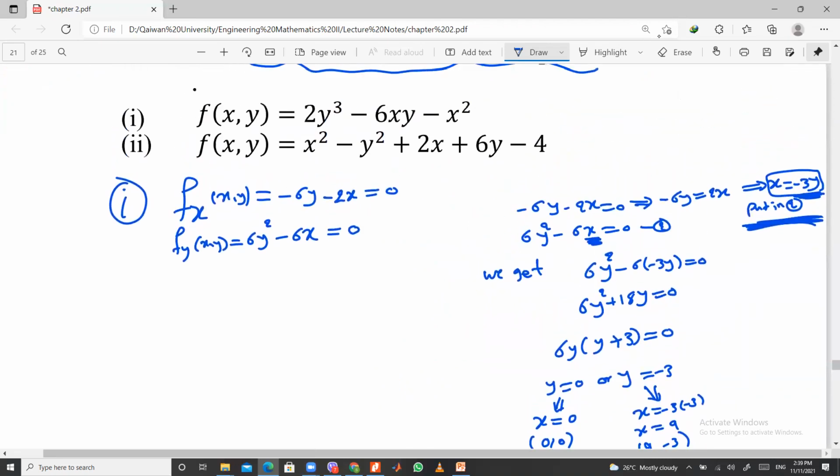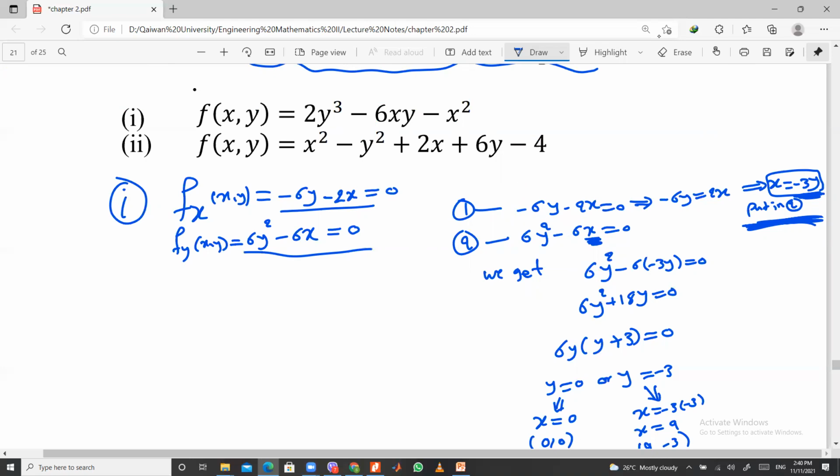As you see here, what we do is first find the first derivatives, and we get two equations. We equal them both to 0. We get two equations, equation 1 and equation 2, okay? We can use substitution or elimination for finding the values of x and y for this nonlinear system. From the first equation, we can write x in terms of y: x equals minus 3y.